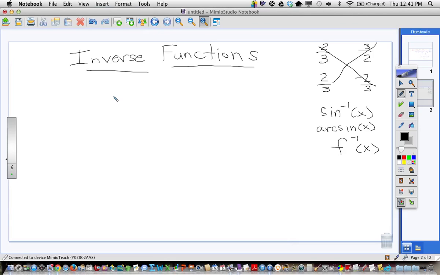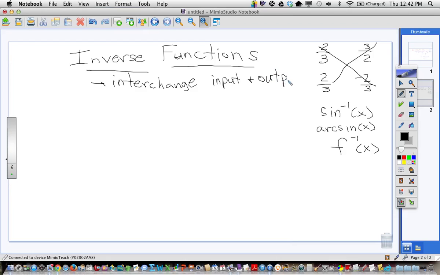Interchange the x and y values. That's right. Does that sound familiar? Let's say instead of x and y, let's say input and output. You interchange the input and output. Okay, so one thing we know about inverse functions is we interchange the input and output.